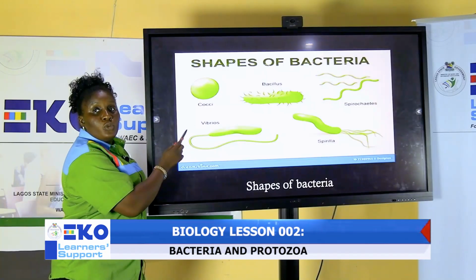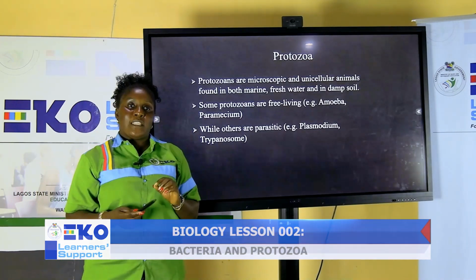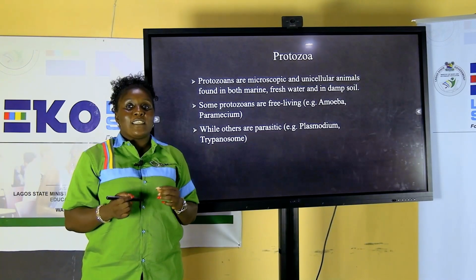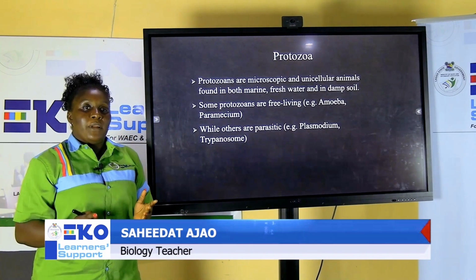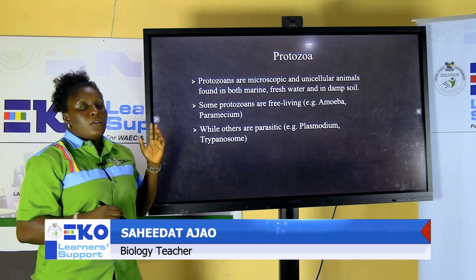Now we are moving on to protozoa. Protozoa are microscopic unicellular organisms. Like I said earlier on, unicellular organisms are organisms with only one cell. They can be found in marine, freshwater, and damp soil.